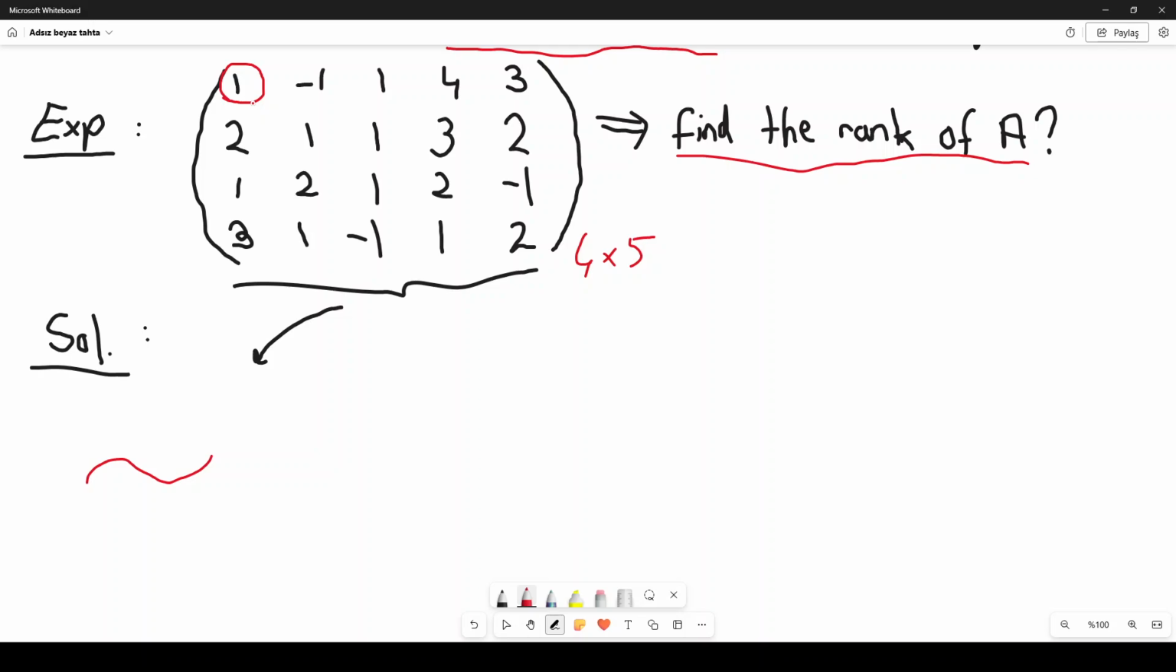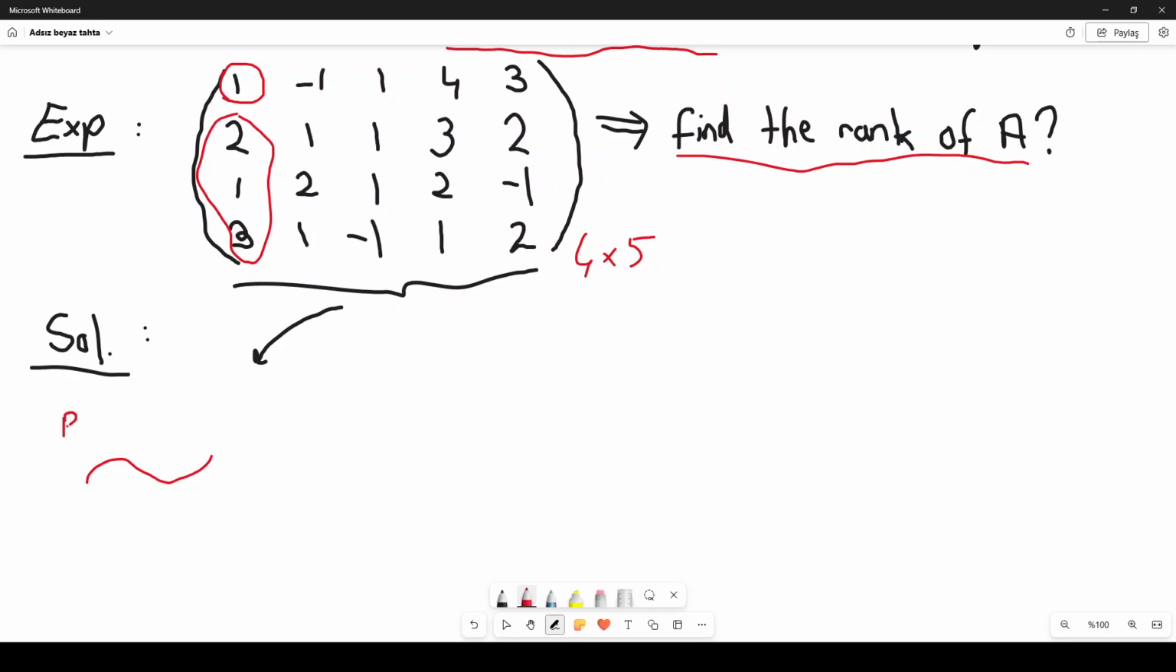And by saying leading entry, I mean the very first non-zero element in that row, which is not equal to 0. Then I will eliminate the values below the pivot position if I'm using the Gaussian elimination technique. And how can I do that? By simply performing elementary row operations.